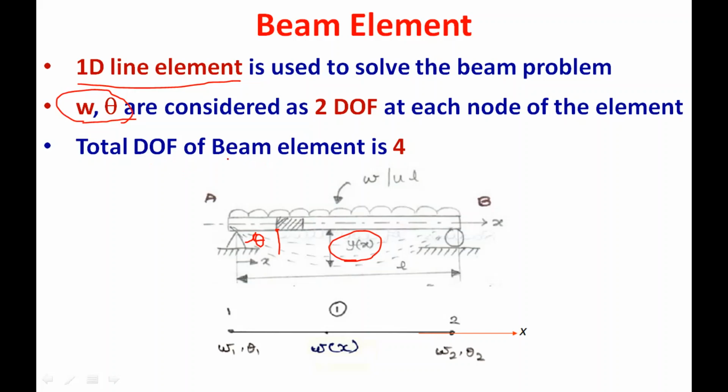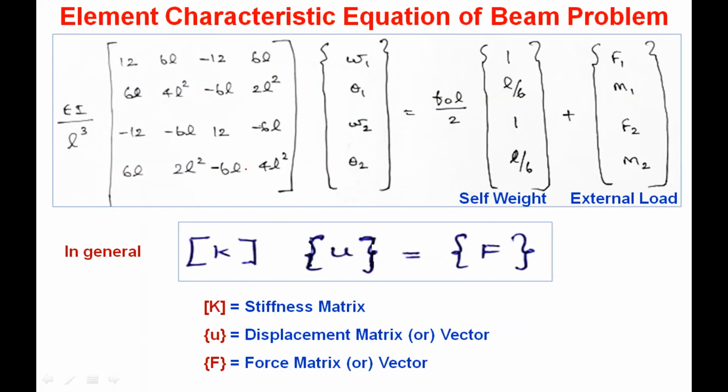The total degrees of freedom for a beam element is going to be 4. So at each node, we have 2 degrees of freedom, w and theta. So the total degrees of freedom of the beam element is 4, and our element stiffness matrix size will be 4 by 4. So this is the element characteristic equation we derived in the last part.